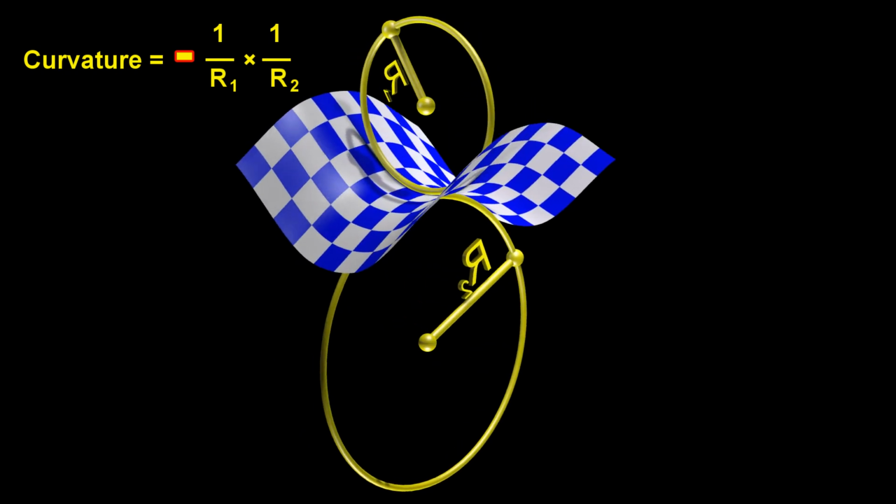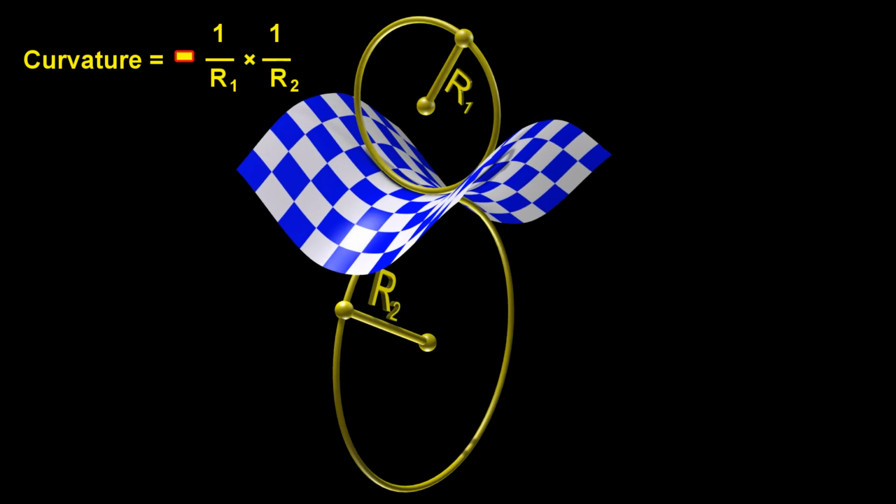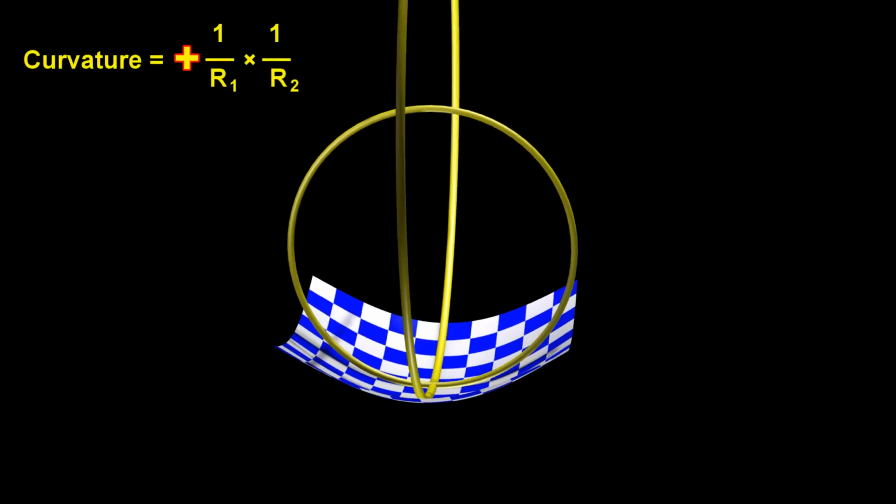Here's another way to think about positive and negative intrinsic curvature. When the two circles curve in opposite directions, this surface has a negative intrinsic curvature. The amount of curvature at the point where the two circles meet is given by the following equation. When the two circles curve in the same direction, this surface has a positive intrinsic curvature. The amount of curvature at the point where the two circles meet is given by the following equation.